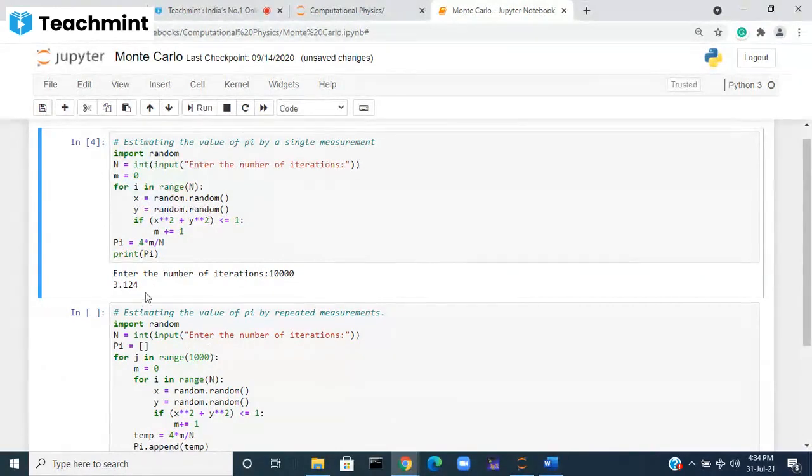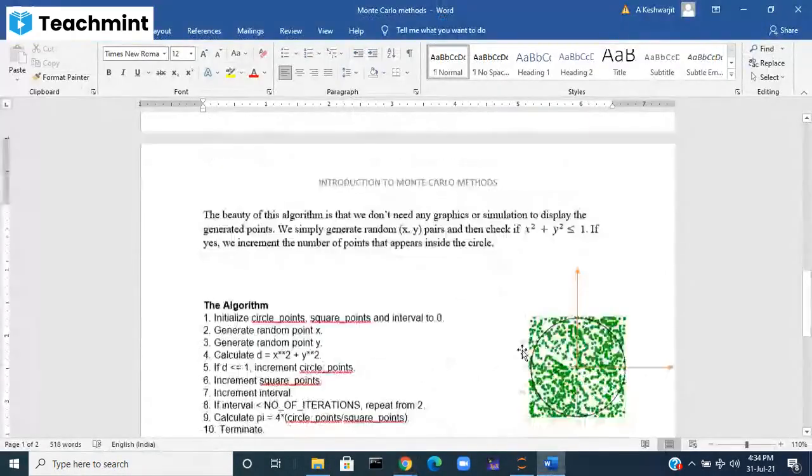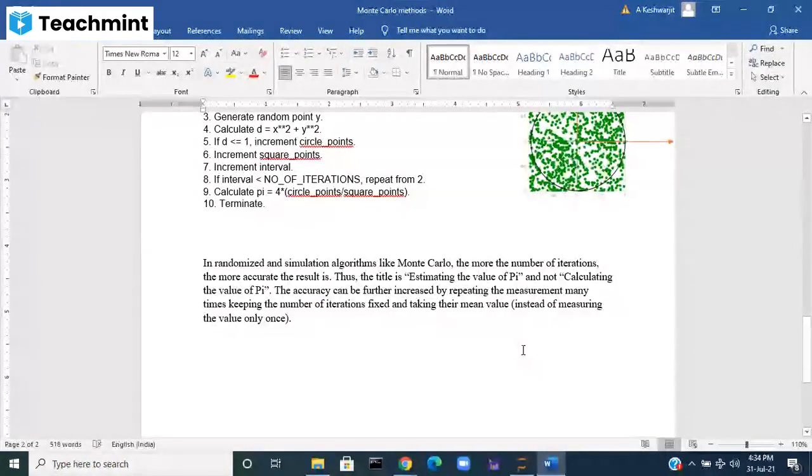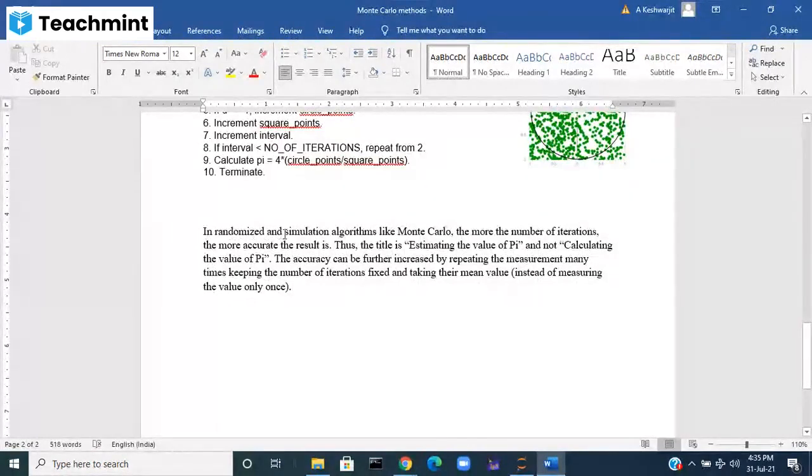Then how do we increase the efficiency, or how do we make the result more accurate? In randomized and simulation algorithms like Monte Carlo, the more the number of iterations, the more accurate the result is. When I increase the number of iterations from 10 to 1000, it becomes more accurate. Thus, the title is estimating the value of pi and not calculating the value of pi. We can increase the accuracy further.